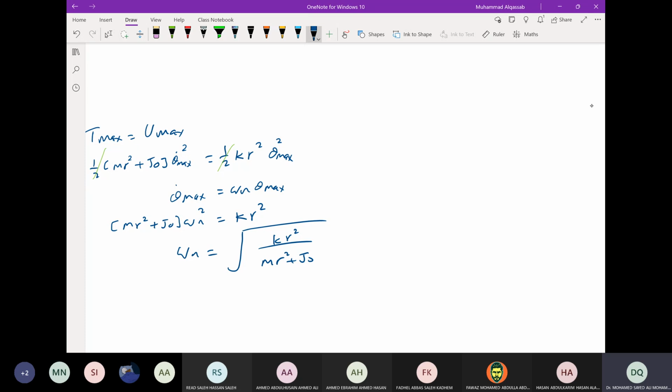You can alternatively use Newton's second law.